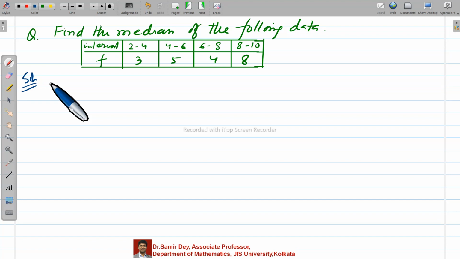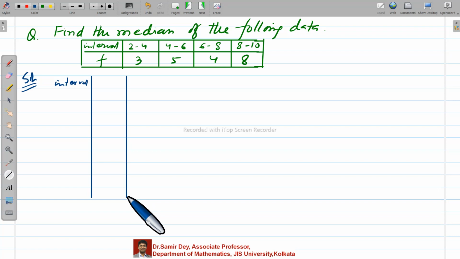Okay, so if I have this type of data, first you need to create the table once again. First you write down your interval or class, whatever you can say. So first you need to write the table, then you write down your frequency, then you write down your cumulative frequency.